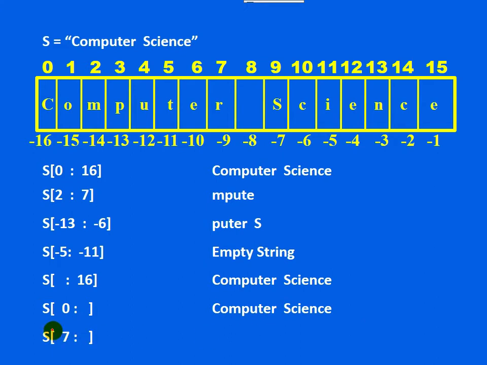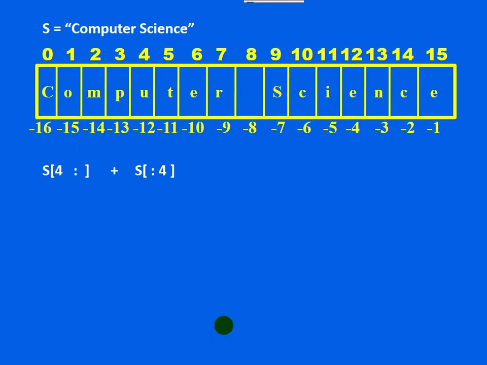Now what about this one? What is the output of this statement? Again the same thing. Starting with index 7, the second index is missing, so till the end. So this substring, this sequence of characters, is returned as the answer. Again, what is the output of this one? Slicing operator returns a substring as the answer, isn't it? So this substring should be concatenated with this substring. That is the resultant answer.